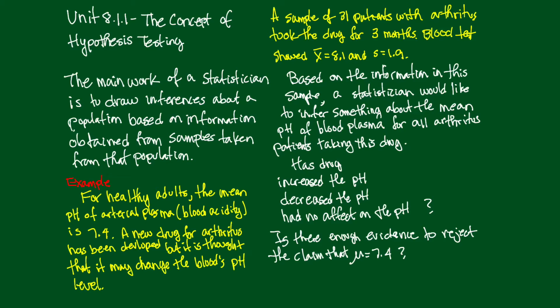So the statistician might be thinking, based on that sample of 31 patients, is there enough evidence to reject the claim that the average of the population is this 7.4?